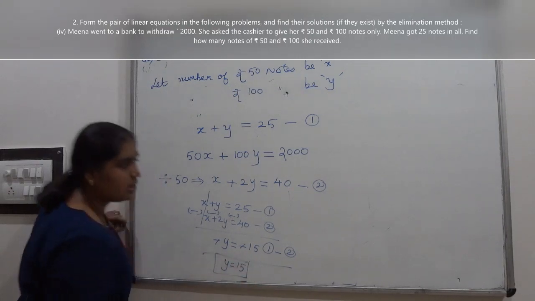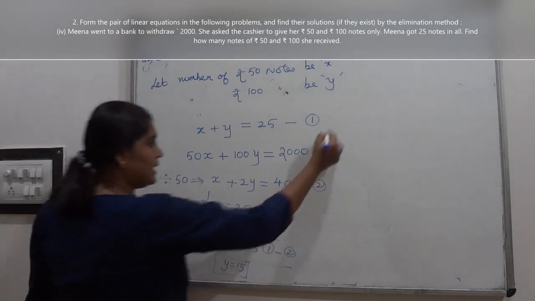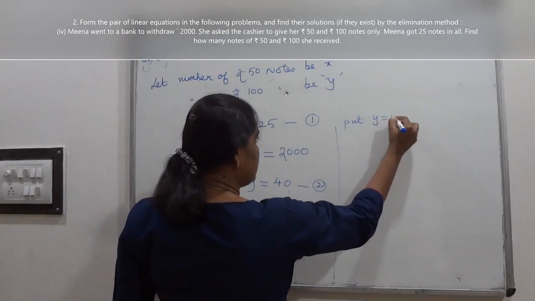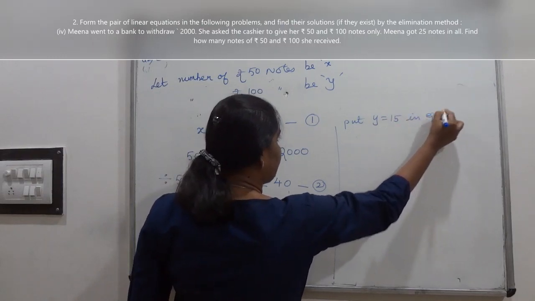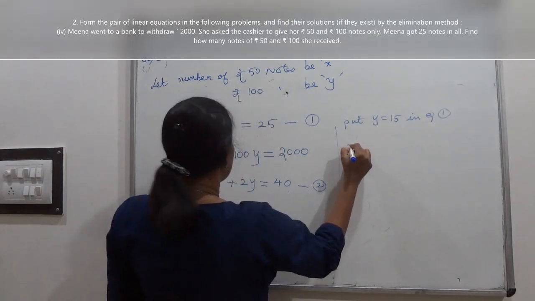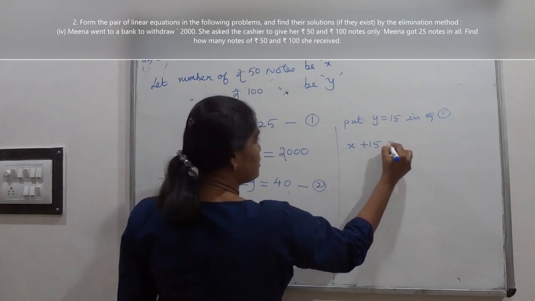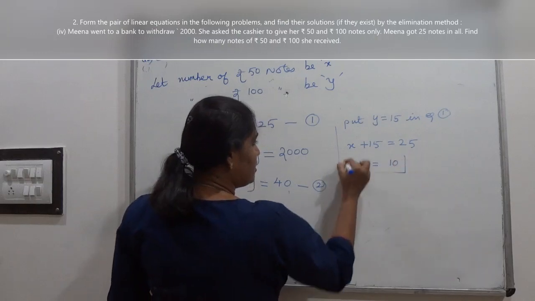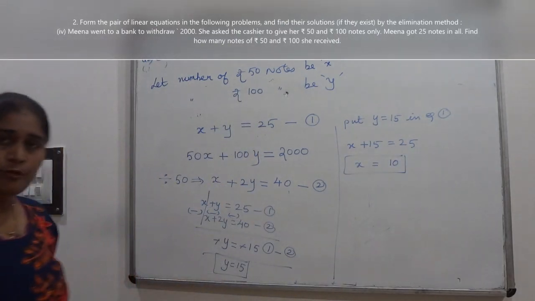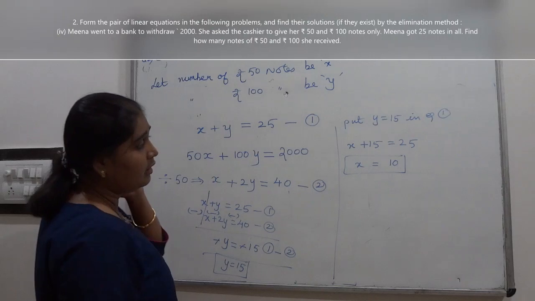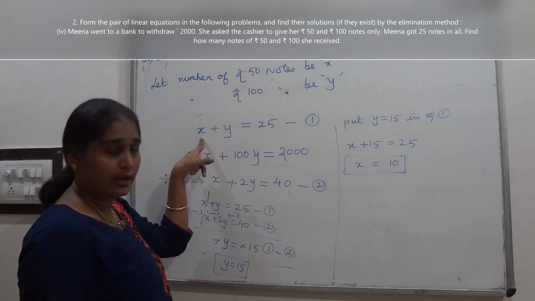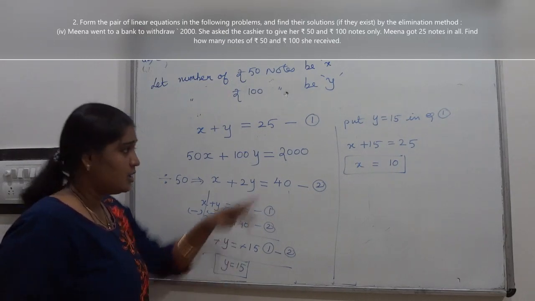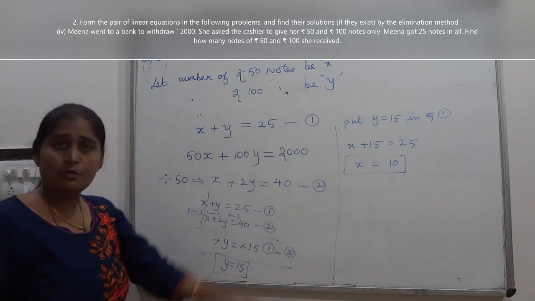Keep that y value in any one equation. So I am keeping it in equation number 1. Put y equal to 15 in equation number 1. So x plus 15 equals 25. So x is equal to 10. x equals 10 and y equals 15. Check that: how many 50 rupee notes did she get? 10. As well as how many 100 rupee notes did she get? That is 15. So 10 plus 15 added together gives you 25.